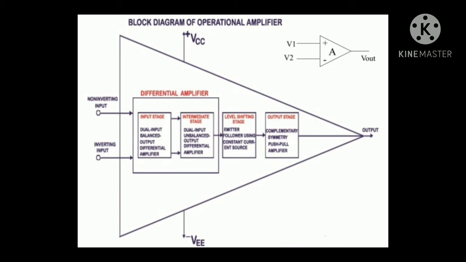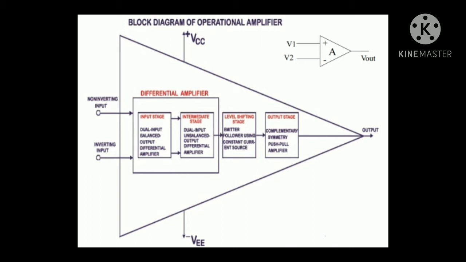Then finally we have the output stage. This is a complementary symmetry push-pull amplifier. It is the output stage and it decides the output impedance. So this is the block diagram of an operational amplifier.